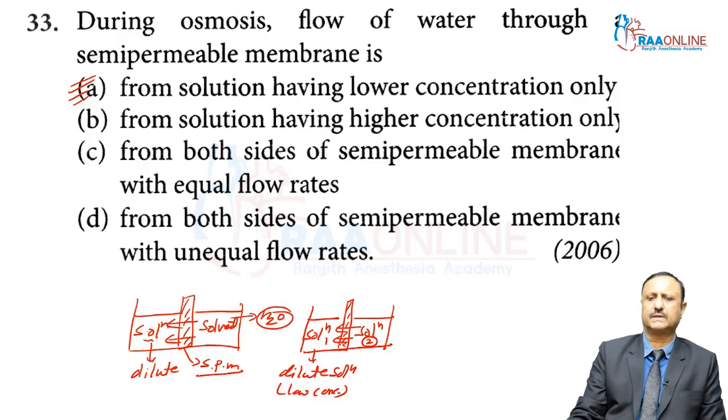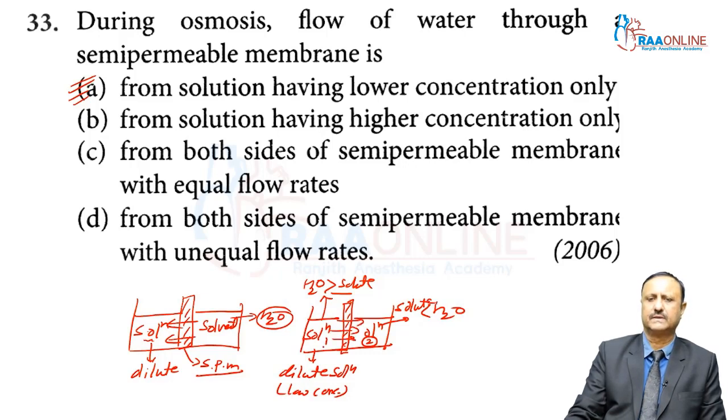Dilute solution has lower concentration, the other has a higher concentration. So, molecules migrate from lower concentration to higher concentration. Lower concentration means, my dear students, the concentration of water is greater than the solute. Here the concentration of water is lower than the solute. So, you can see that only water molecules migrate.